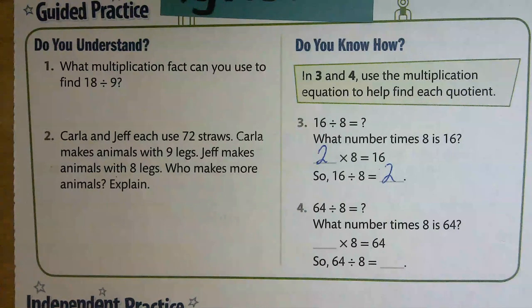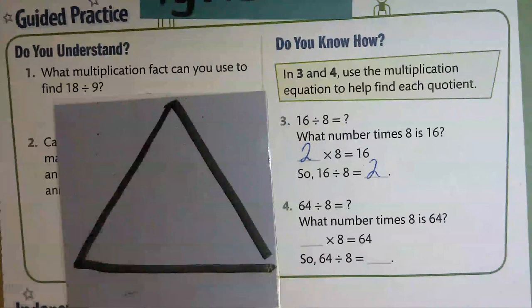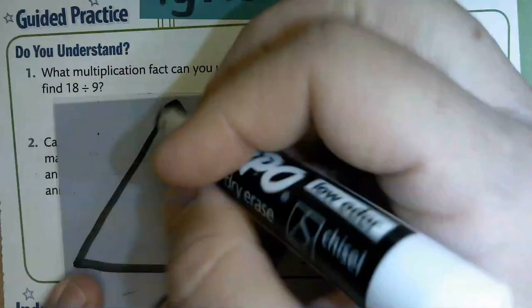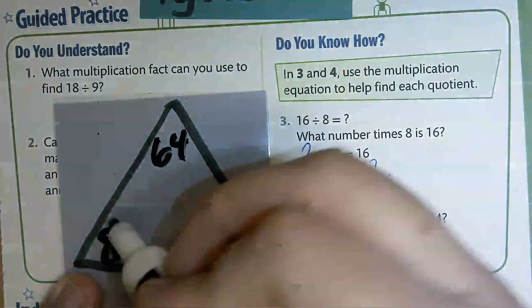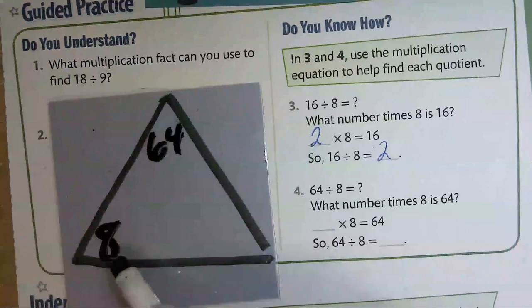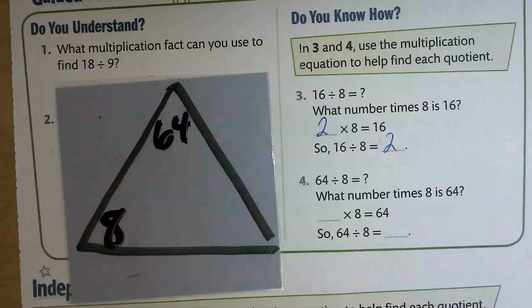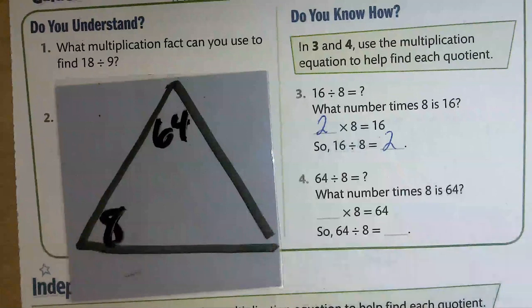All right, I hope you paused your video and were able to answer that question. So 64 divided by 8. All right, so I've got 64 up on top. I've got my 8 over here on the side. All right, so I'm saying 8 times what will give me 64? Well, this is kind of a tricky problem, isn't it? We already knew that 8 times 2 was 16, so it's going to be a much larger number than that. So what number would that be?